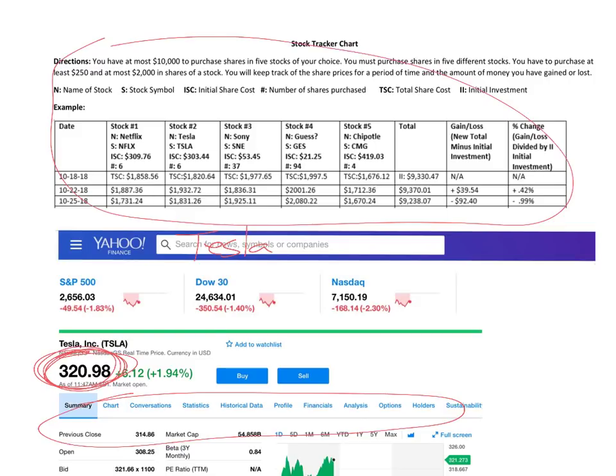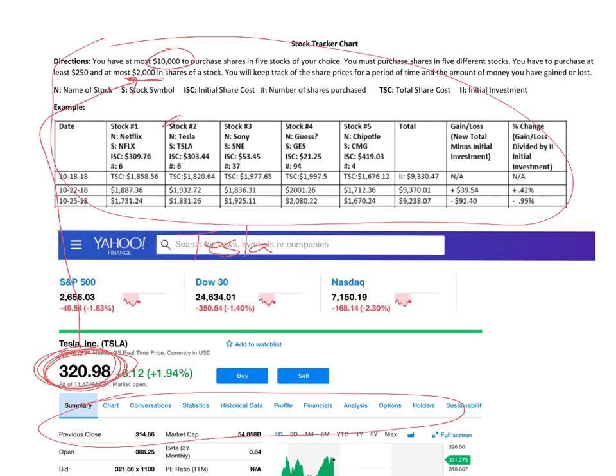So going back to the chart now, you're spending $10,000 to invest, and you could invest at most $2,000 per stock. So I'm going to divide 320.98 into 2,000, and I'm going to get some decimal. And you're going to round down and get a whole number, and that'll tell you how many shares you could purchase for that stock.